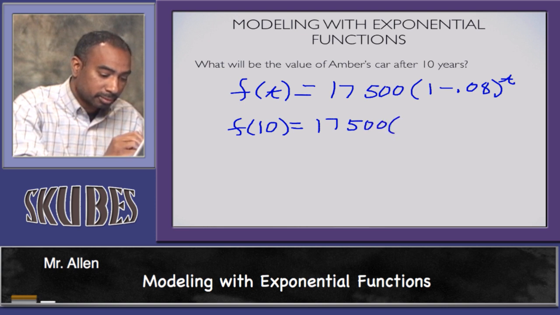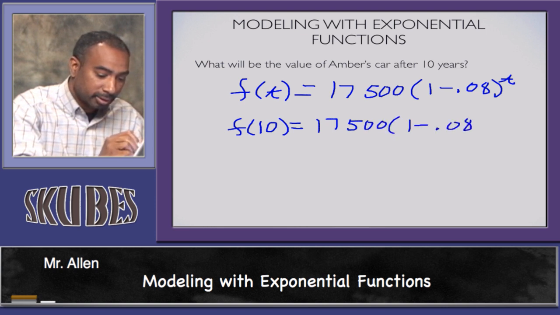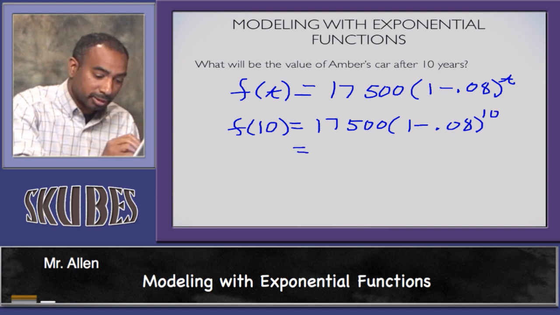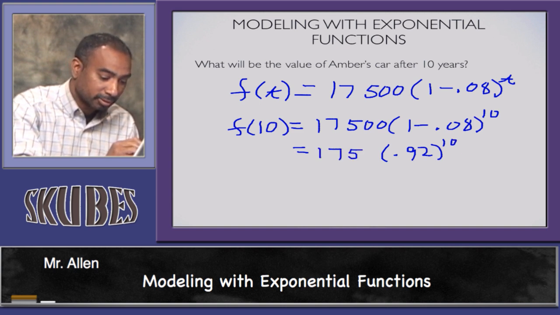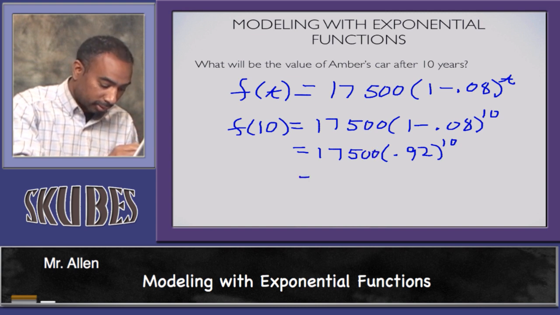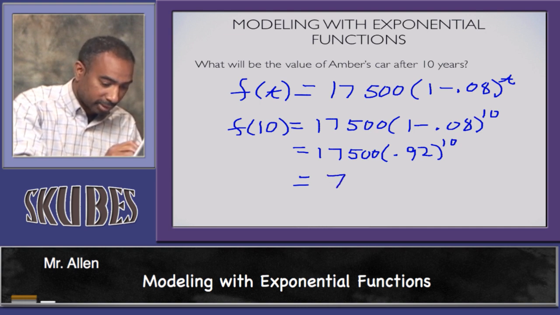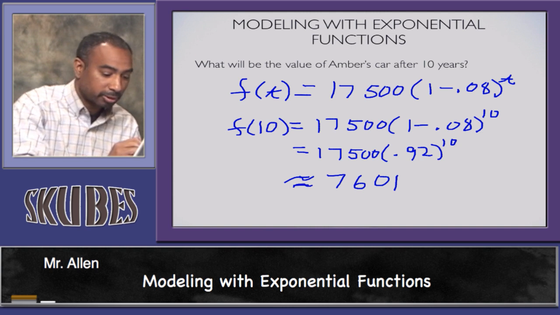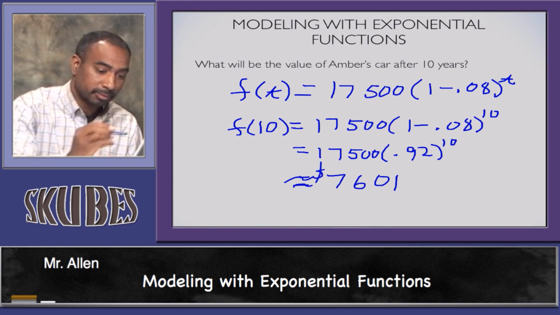And all you do is this: 17,500 times 1 minus 0.08 to the 10th power. And the rest is order of operations. You're going to take care of the parentheses first. That should be 0.92 to the 10th power. You take care of that first, and then you're going to multiply that by 17,500. And if you do that correctly, you should get roughly about $7,601 is what the value of her car is going to be in 10 years.